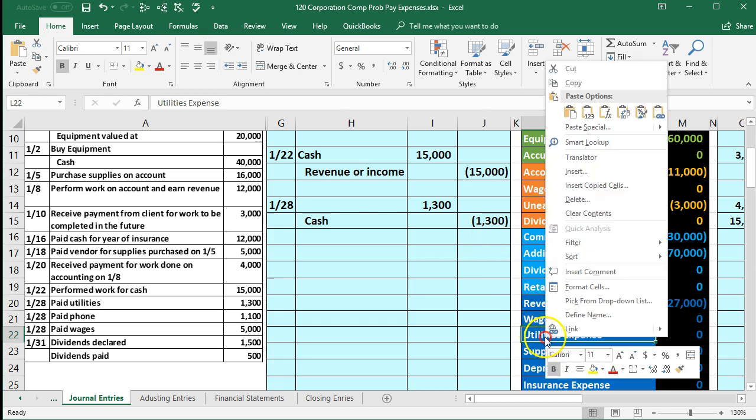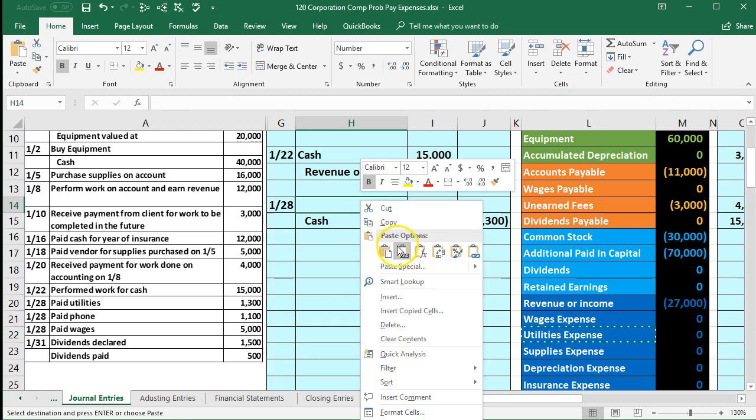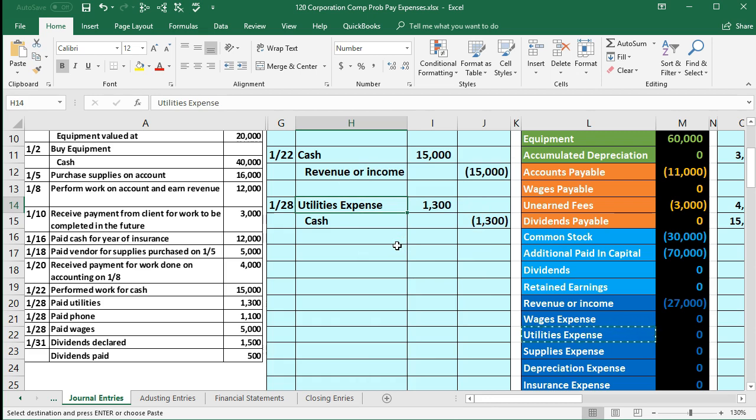So we're going to copy the utilities expense. Note that expenses always go up in the debit direction, almost always, pretty much. Always exceptions. So then we're going to go here to H14, right-click and paste 1, 2, 3. So there's our first of 3 journal entries, and let's go ahead and go through all of them so that we can freeze the panes at one time and post them all at one time.